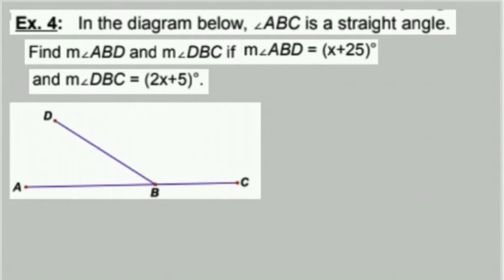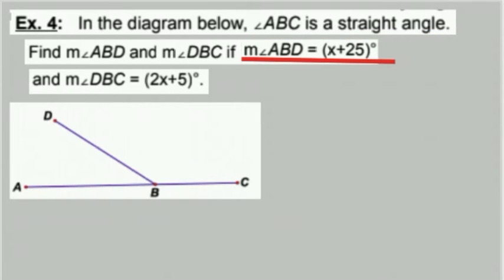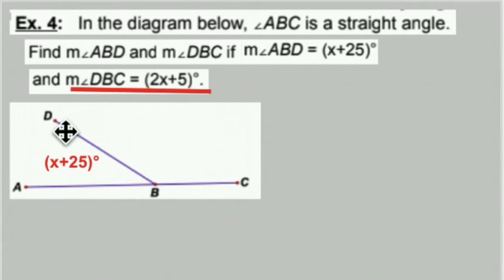For example 4, I am told that the angle ABC is a straight angle. That's this right here. It's a straight line. So the measure of angle ABC is 180 degrees. We're also told that the measure of angle ABD is x plus 25, so I'll mark my diagram. We're also told that the measure of angle DBC is 2x plus 5, so I'll mark my diagram with that angle measure.